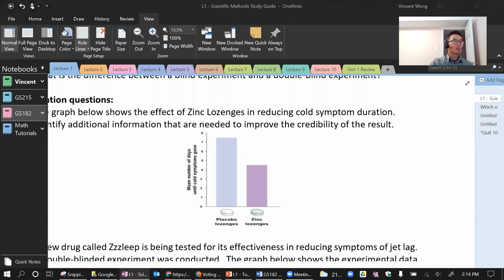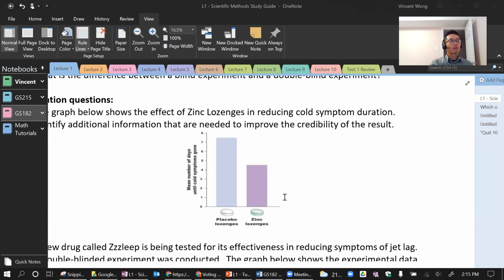Try to type some suggestions in the chat, or even better, unmute. Do you guys understand my question? Can you repeat it? Sure. This graph shows that people who take zinc lozenges will have fewer days with cold symptoms. My question is, what additional information would make this graph more credible and more believable? Because there is critical information that is missing here.